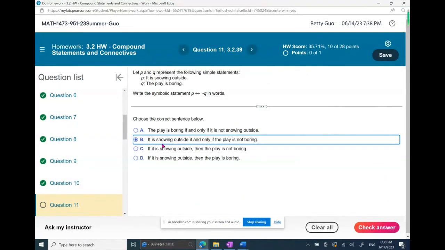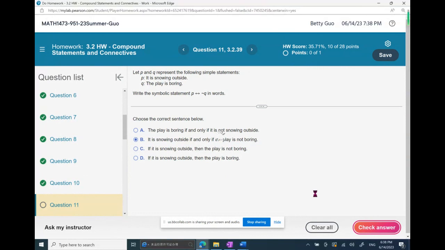The first component is snowing outside. The second component is the negation of Q, so the play is not boring. Again, do not worry about the meaning of the sentence. What does it even mean? Snowing outside if and only if the play is not boring. Do not worry about the meaning. Just think about the logic.